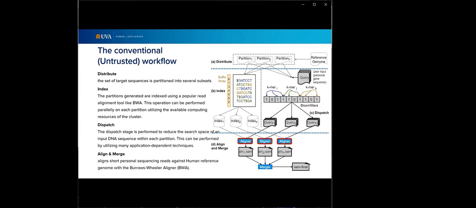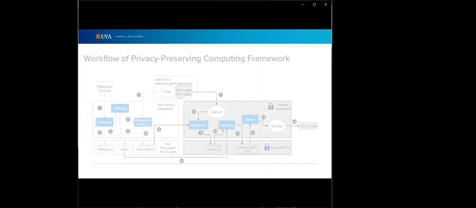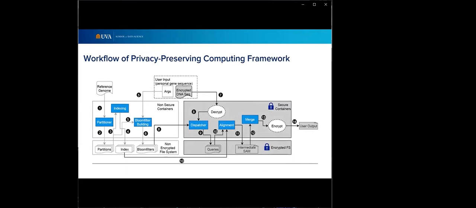Contrast this with the conventional workflow of sequence alignment. We can identify the areas of a personal gene sequence that need protection of data privacy. That is incorporated into the computational tasks in query and dispatch, alignment, and merge. It becomes clear that the risk mapping application requires privacy-preserving computing to handle heterogeneous workload.